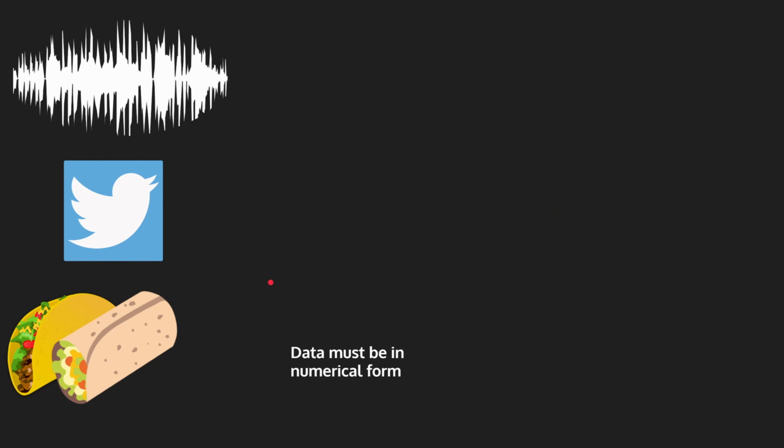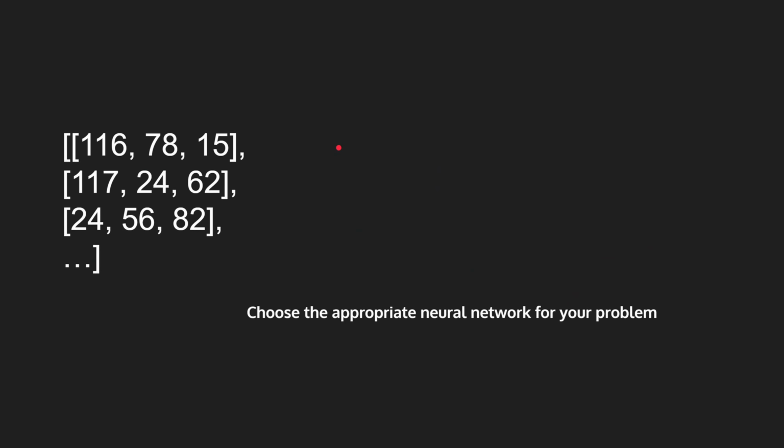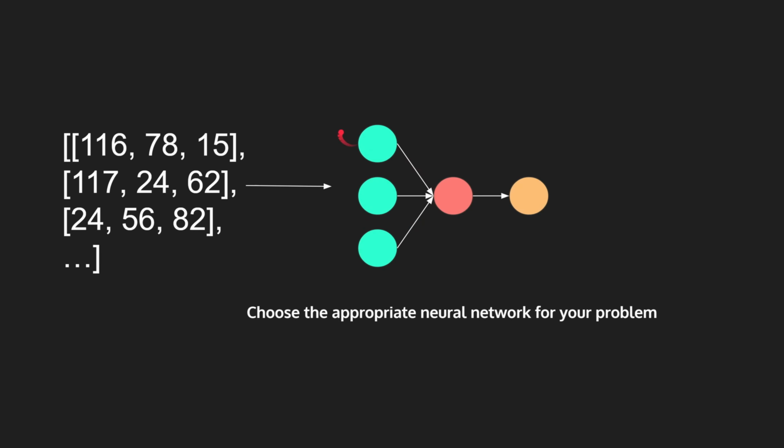Okay. So we have these inputs. We have voice, we might have speech or text, and we have some images, right? And we transform them to numbers, right? This is how it might look. And this is called a tensor if you're wondering. And we need to choose the appropriate neural network for our problem. After we transform our input into numbers, we input them into our neural network like this, and we get our output at the end.